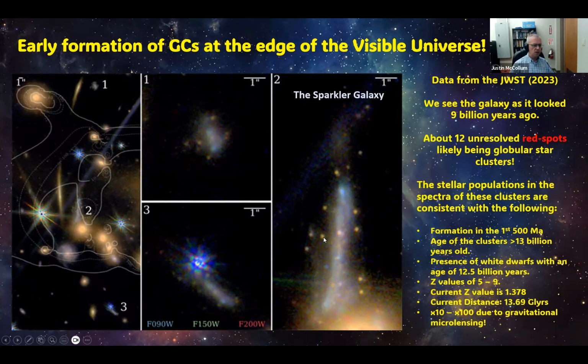You see all these spots right here, these red spots. There's about, orange spots, red spots. There's about a dozen of them. These are likely globular clusters that are forming. So they formed within the first.